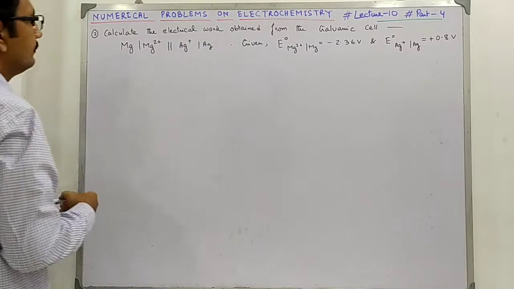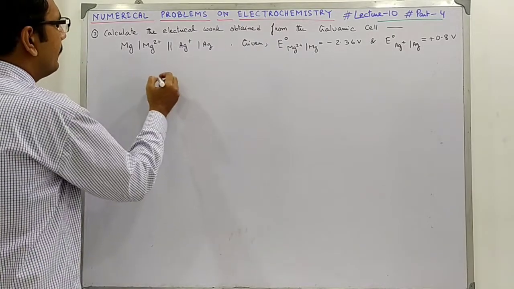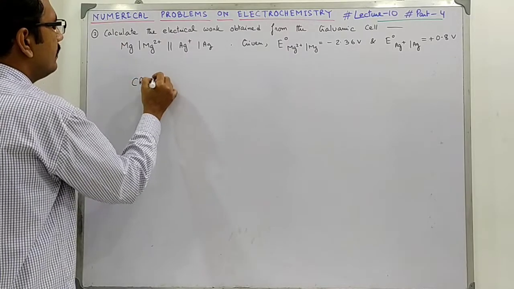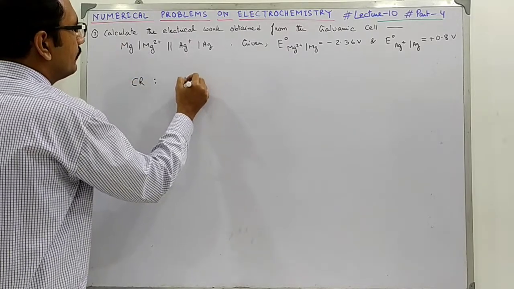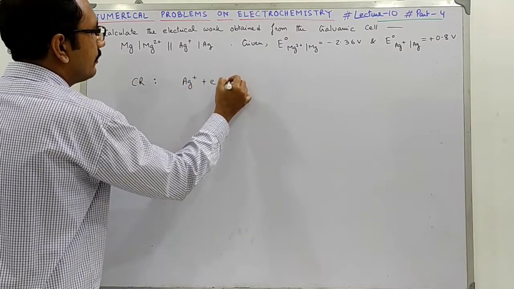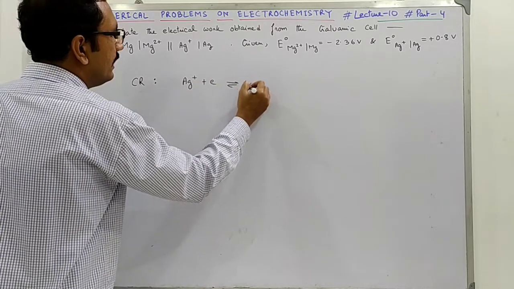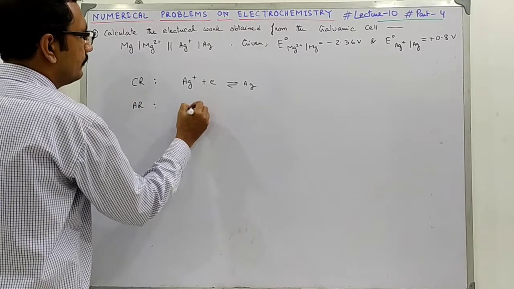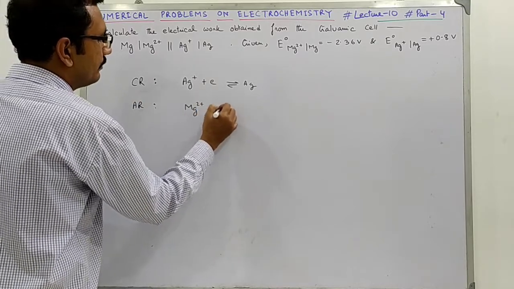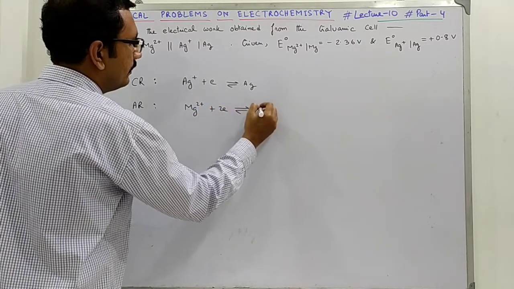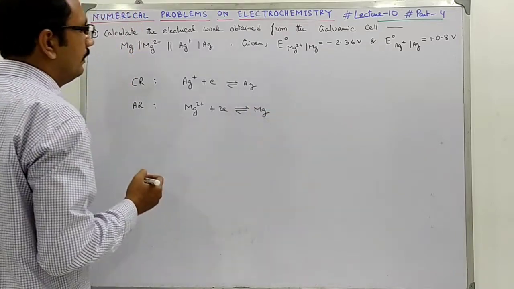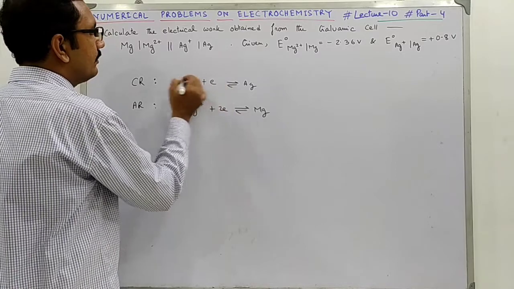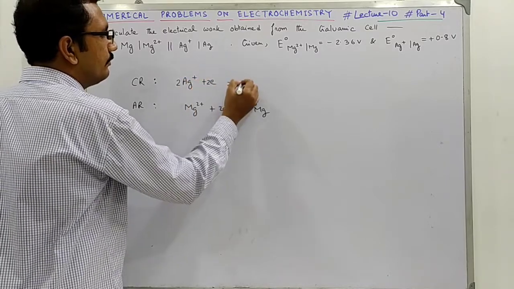Now, this problem. So, we have reduction potential here. So, cathode reaction is Ag plus electron, reversible Ag. Now, anode reaction is Mg2 plus 2 electron, reversible Mg. Now, since this is a 2 electron transfer process and this is a single electron, we multiply here by 2 on both sides.